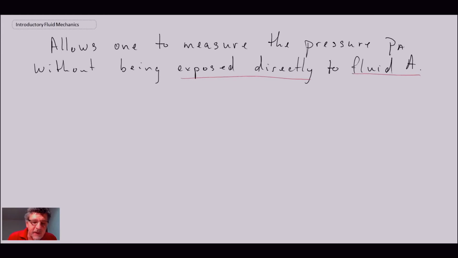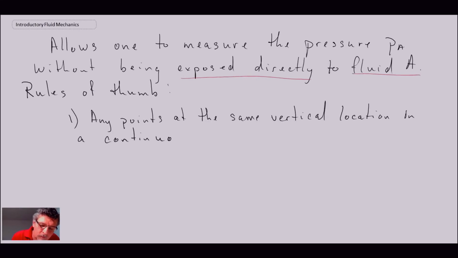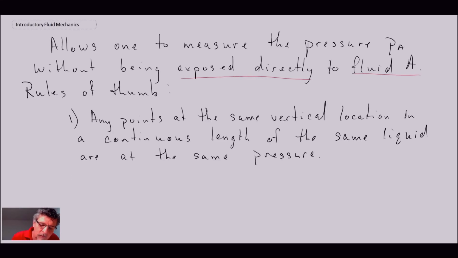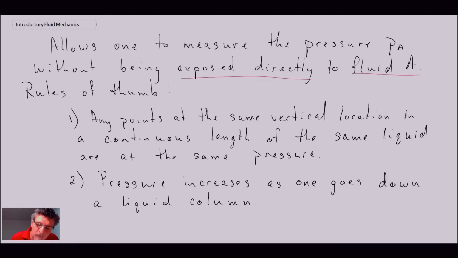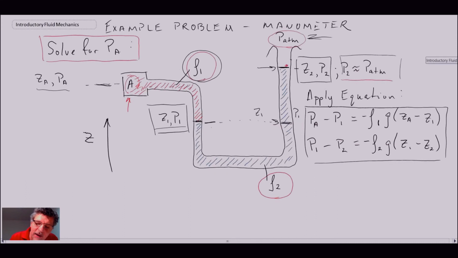A couple of rules of thumb that we'll write out. Okay, so a couple of rules of thumb we have here. The first one pertains to the fact that we are able to jump across the U-tube manometer. What it says is any points at the same vertical location in a continuous length of the same liquid are at the same pressure. So if we look back at our schematic, that is what enabled us to do this jump across here. We have a continuous liquid going between those two locations, and consequently that was how we were able to do that.